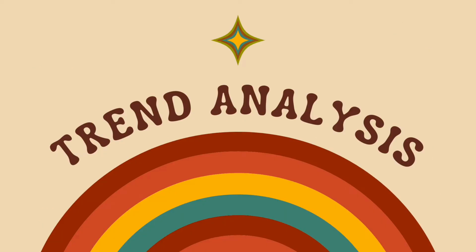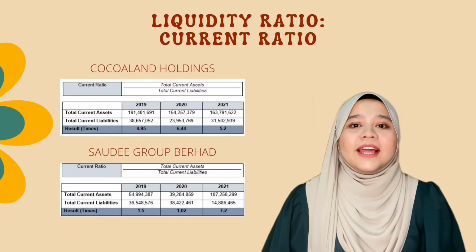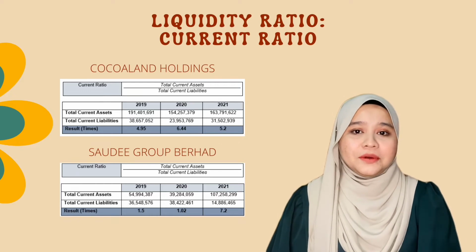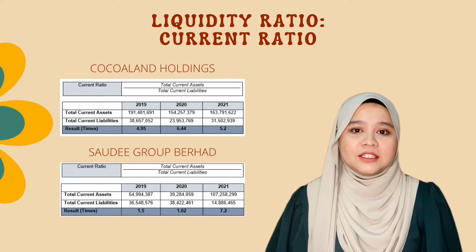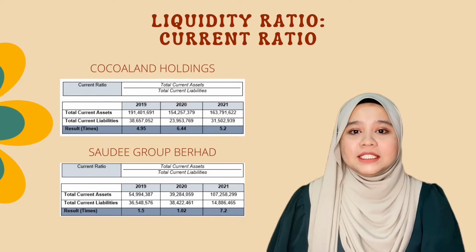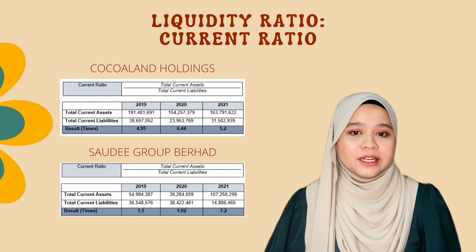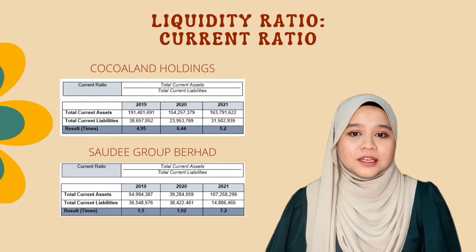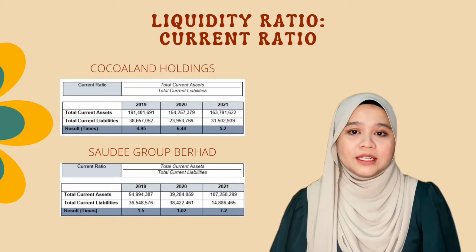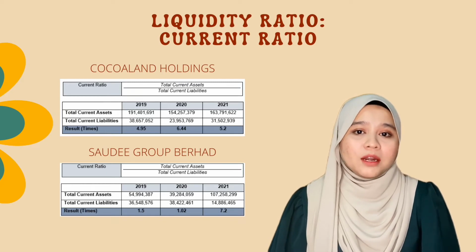Trend analysis. For the first ratio I will talk about, it is the liquidity ratio. In this ratio, I chose two types of ratios, including current ratio and quick ratio. For the current ratio, we can compare based on this table regarding Kokwalin and Saudi Group in the years 2019 until 2021. For Kokwalin, it started in 2019 with 4.95 times, while Saudi Group with 1.5 times.